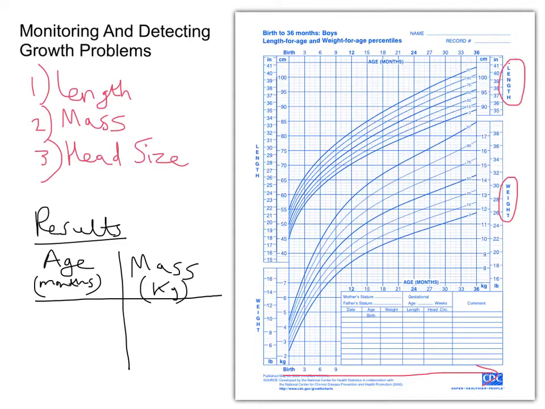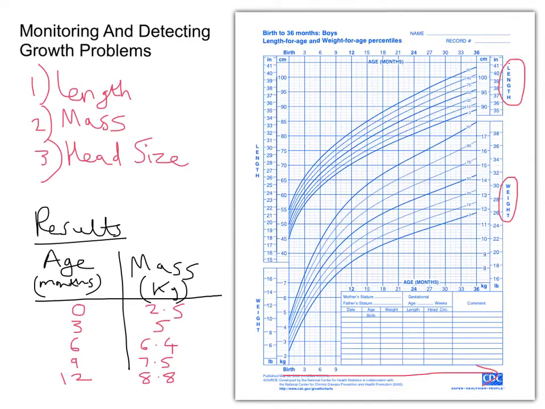So let's have 0, 3, 6, 9, 12. We'll just have the first few values, and we'll put numbers of, say, 2.5, 5, 6.4, 7.5, 8.8. Let's go random there. So let's say these are the values that are recorded.